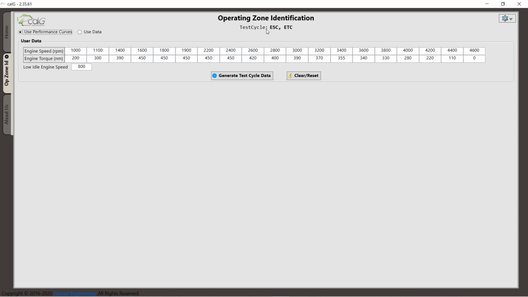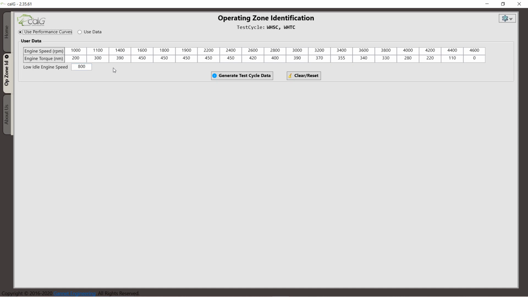We have two test cycles as of now in CalG, which are ESC and ETC, the steady state cycle and transient cycle for heavy duty engines, and the other one is the World Harmonized Steady State cycle and World Harmonized Transient cycle for heavy duty application. We can also include other cycles in custom CalG. So let's take WHSC and WHTC and submit.